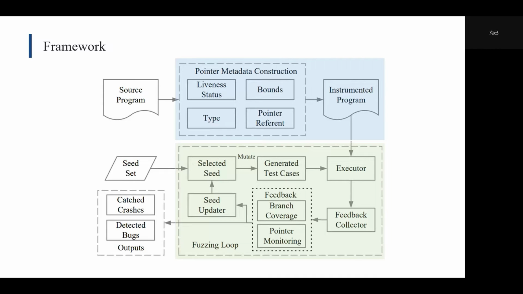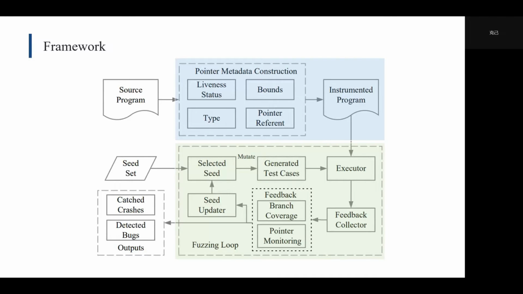This figure illustrates the overview of the proposed framework, including two parts: source code instrumentation and fuzzing loop. For a given source program, we first instrument a segment of code to create status nodes for the pointers' objects, which can collect and monitor pointer metadata during runtime. After that, a continuous fuzzing loop is launched. It takes a series of initial inputs as seeds to generate test cases by random mutation based on predefined mutation operators.